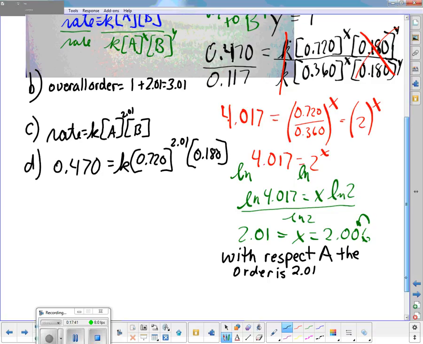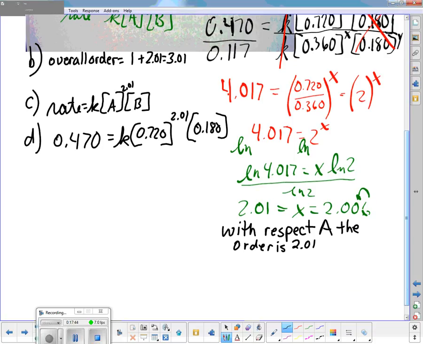Okay, now we're solving for K, right? Why are we using 2.01? Because that's what we got. That's what we solved for x.